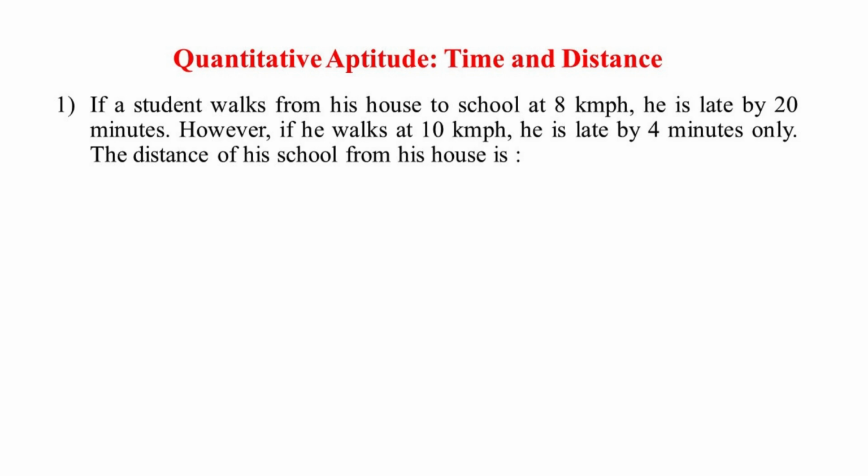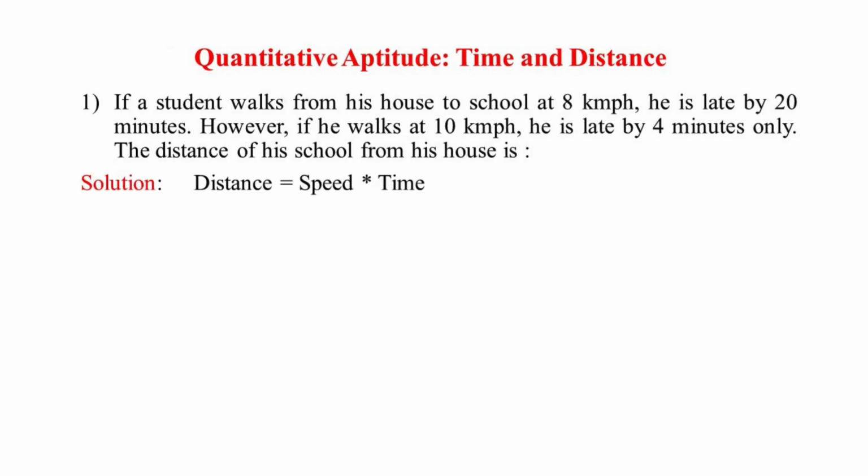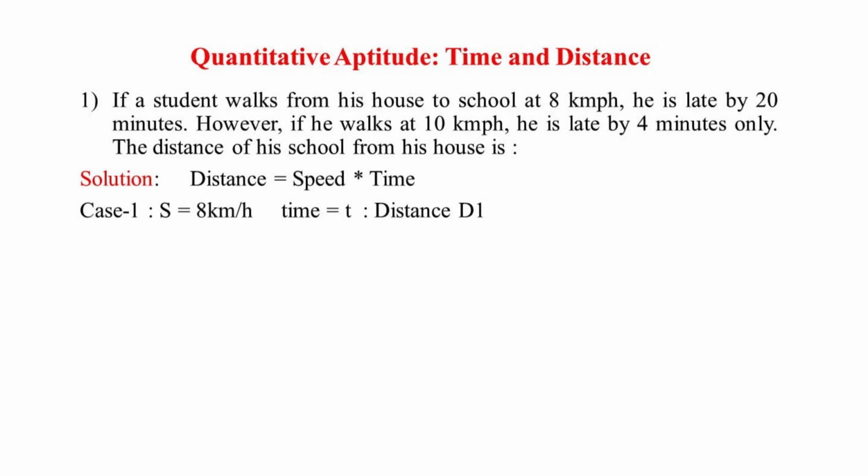So this is the question. They are asking the distance from his school to the house. Now the basic formula which we use is distance is speed into time. In the first case they are telling speed is 8 km per hour. So time let us consider as t and distance we will call it d1.